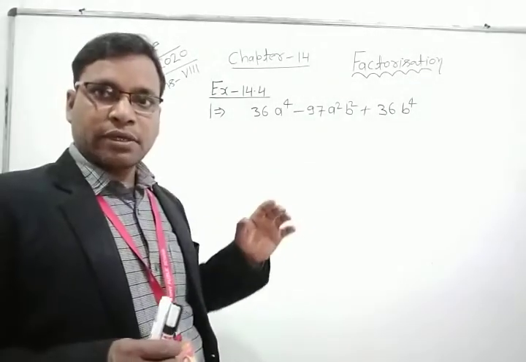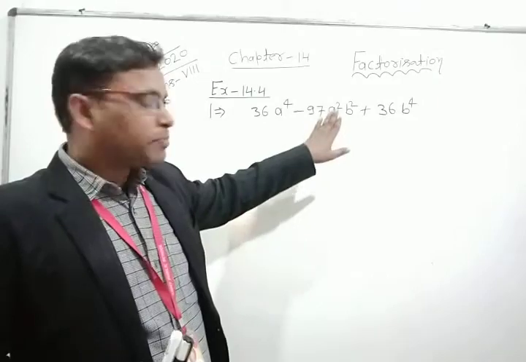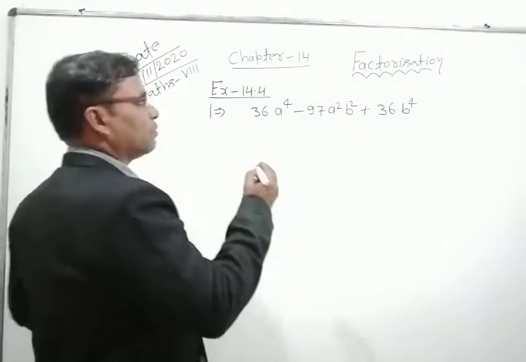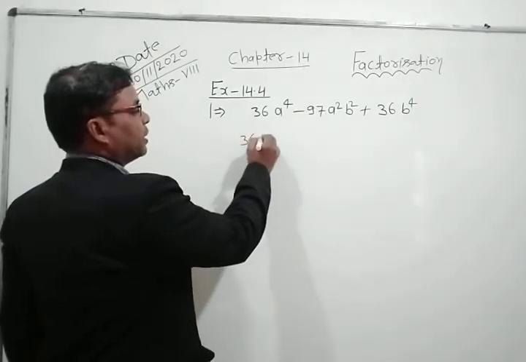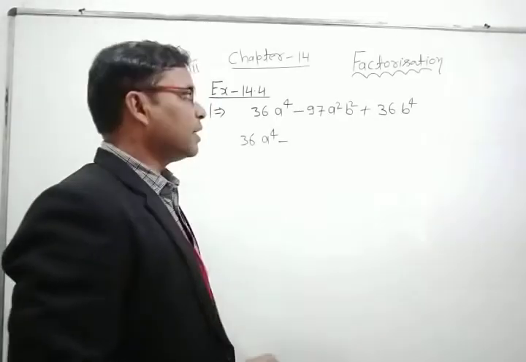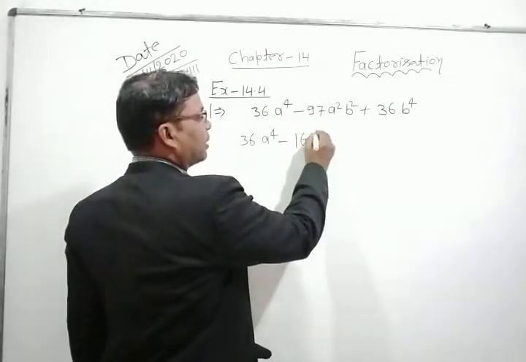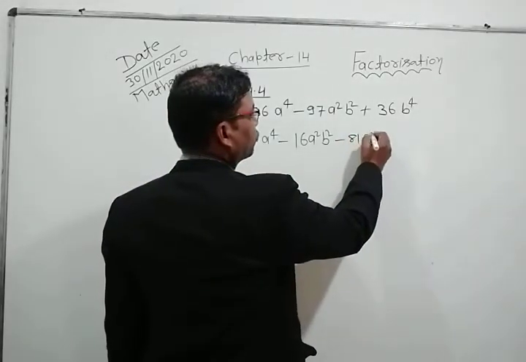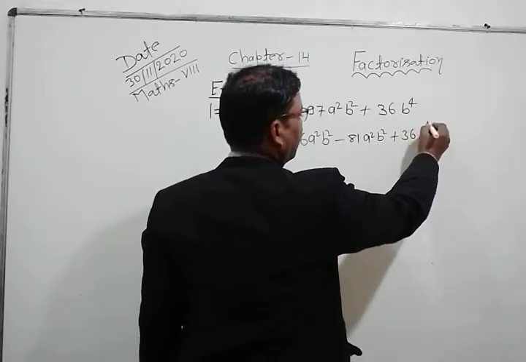We need to find the factors of this trinomial. So we split the middle term into two parts. Let's see how. It becomes 36a^4 minus 97a^2b^2, as 16a^2b^2 minus 81a^2b^2, plus 36b^4.